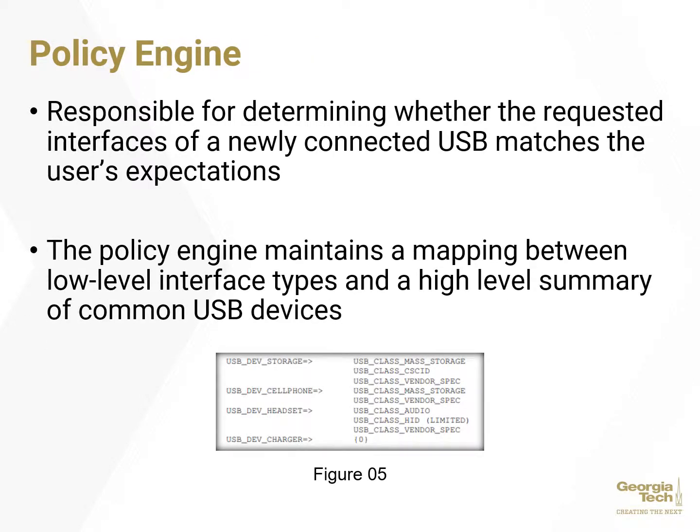The first subsystem under the user space daemon is the policy engine, which is responsible for determining whether the requested interfaces of a newly connected USB match the user's expectations, and obviously enforcing the user's expectations if the same device is connected again. It also notifies the kernel to block the loading of particular interfaces or to redirect the device to a honeypot. The policy engine also maintains a mapping between lower-level interface types and a high-level summary of common USB devices. Examples of these mappings can be seen in Figure 5.